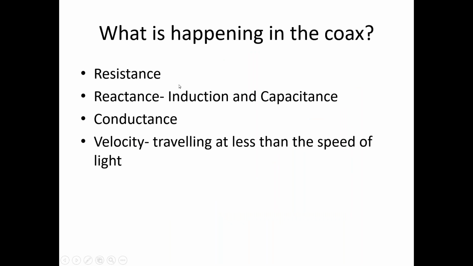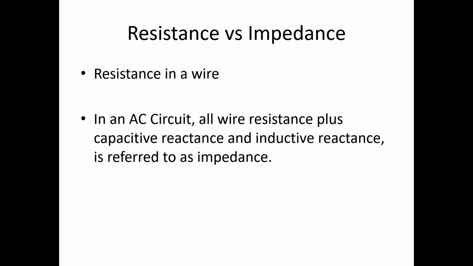So what's happening in the coaxial cable? Well, there's resistance. We talked about that in the DC circuit, but that same resistance is in the AC circuit. Now you have this thing called reactance. And reactance is what's happening inside that AC circuit in a capacitor and in an inductance. And we'll talk about that in a few minutes. Conductance is the ability of the particular wire to conduct electricity. And now we have this velocity, which is how fast the signal is going through a wire compared to the speed of light. And we're going to see that cables are rated in terms of how fast. And again, it's an important factor in understanding this.